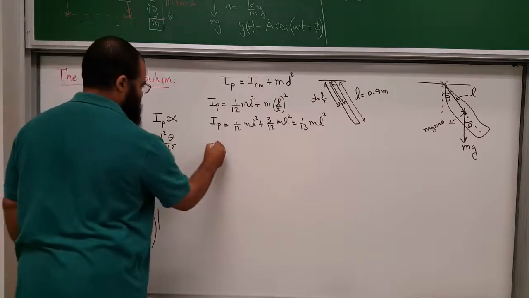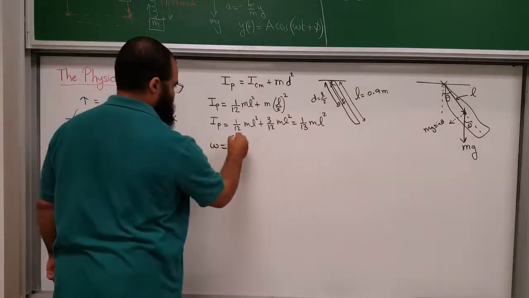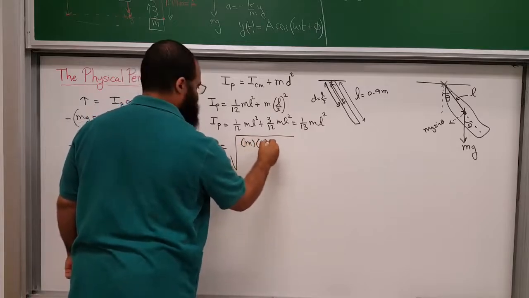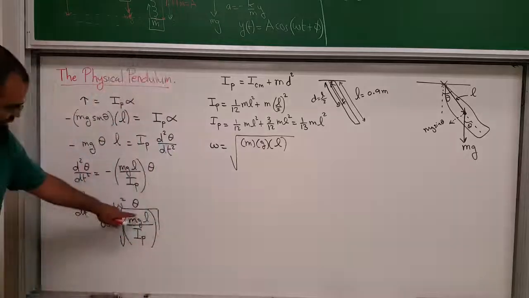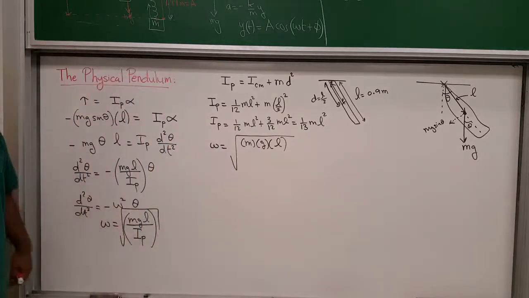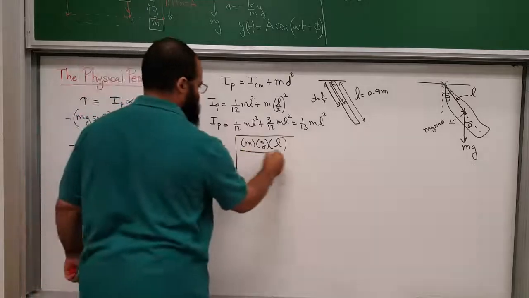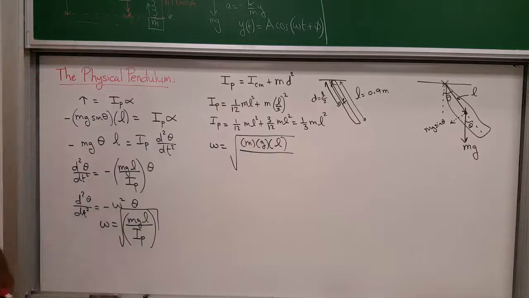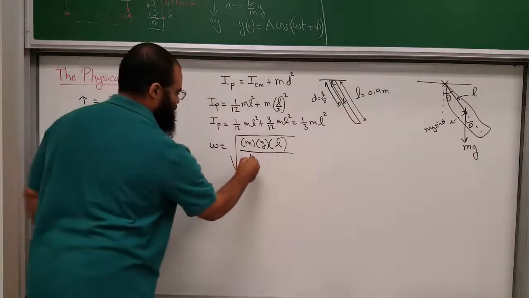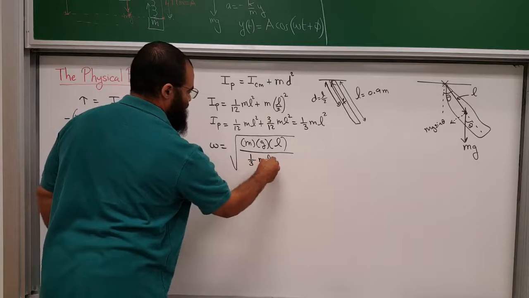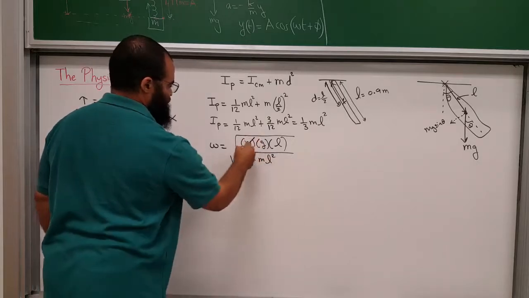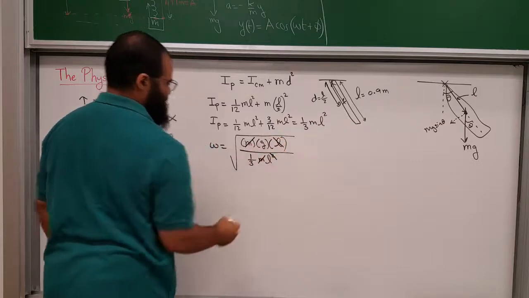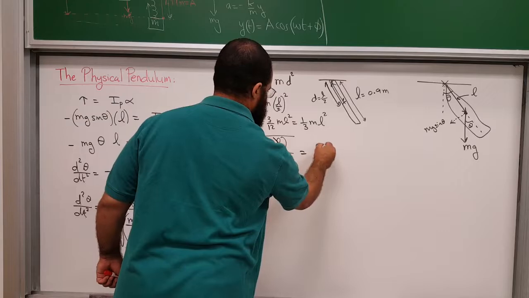So I get omega will be the square root of the mass times gravity times the length, divided by the moment of inertia. And the moment of inertia is, oh, this should say 1/3, not 1/13, 1/3 ml squared. So this cancels. The 3 goes upstairs. One of the L's cancels. So I get 3g over L.